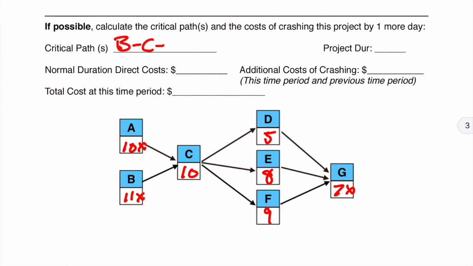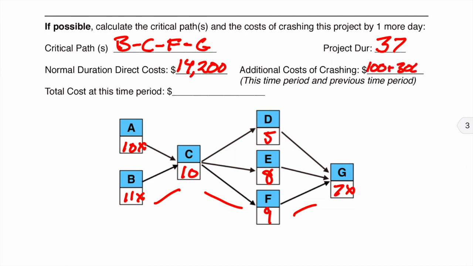Still have B, C, F, and G as my critical path. My duration through that path is going to be now 37 days. Our original direct costs were this. We then had in the first crashing $100 for B. We then had $300 for G the next time we did it. And then now we're adding $600 for C.